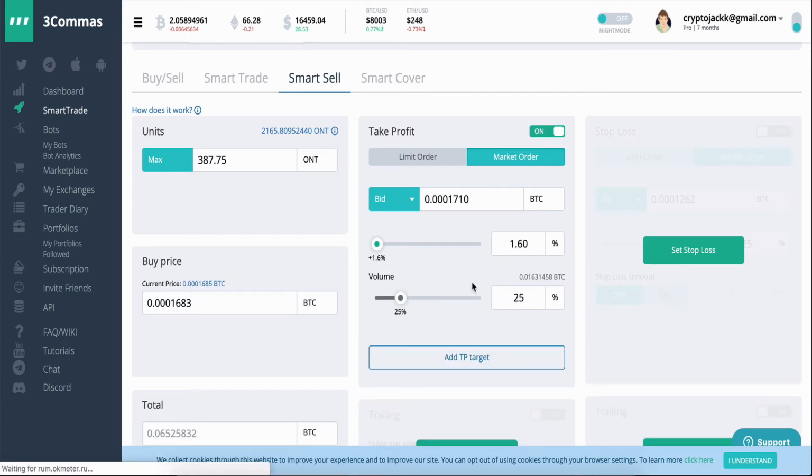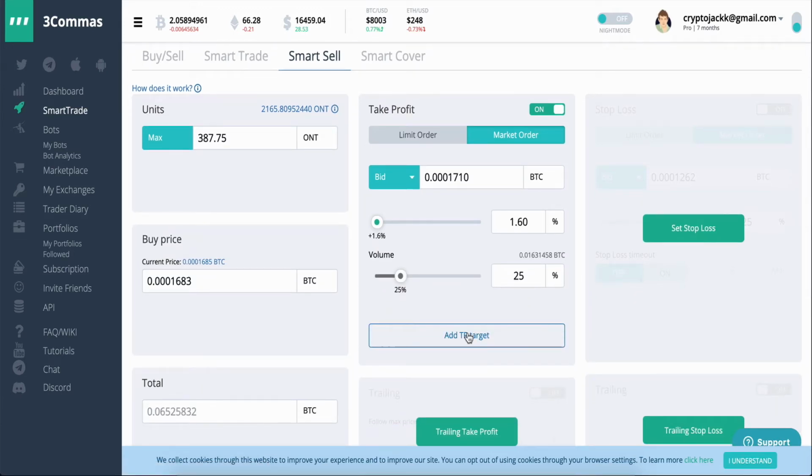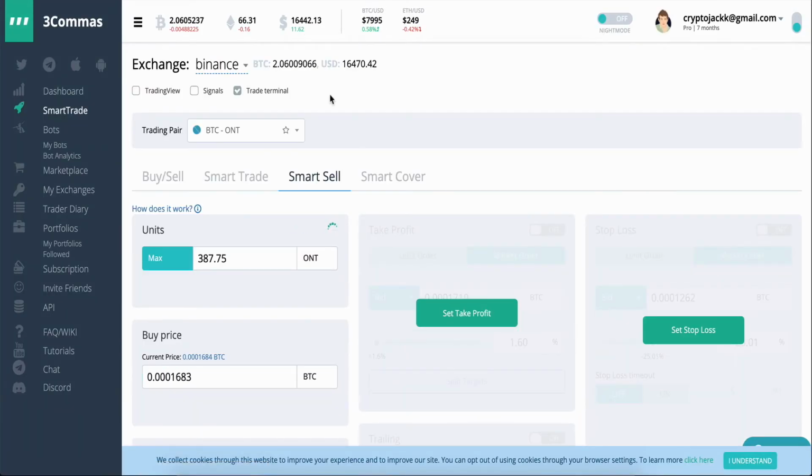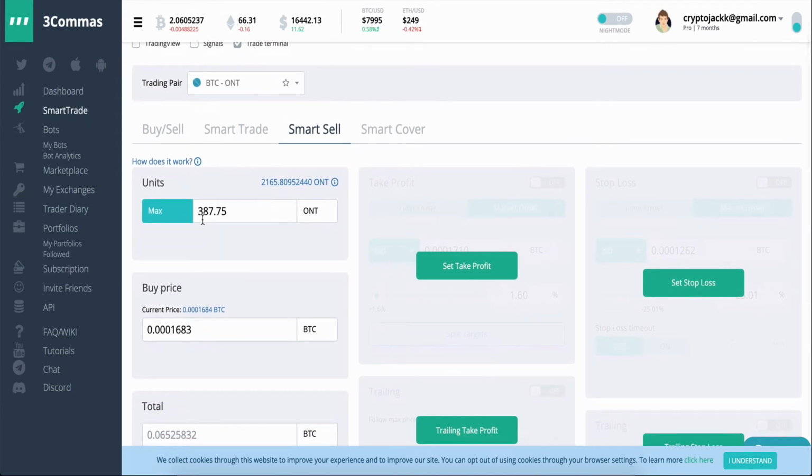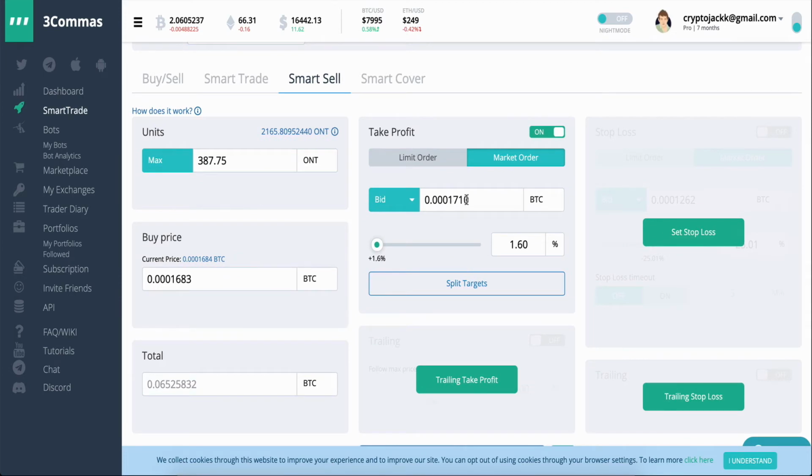You can also split targets if you want to basically split the targets, you can do that as well. I don't generally do that though, as it's not really too beneficial in my opinion. So let me just reload this and we'll get back into it. So 13387, the price, take profit, we got it at 1710.